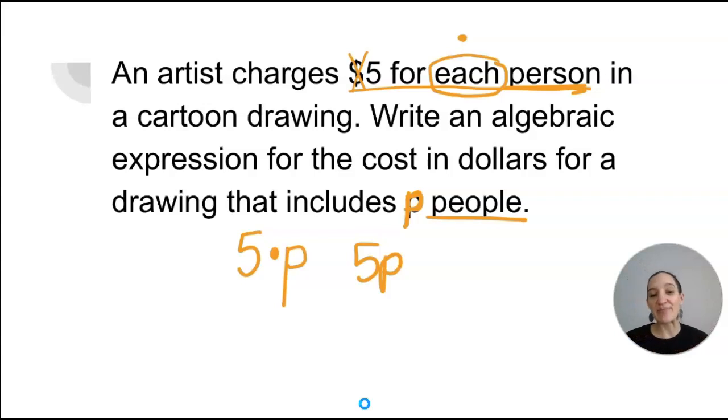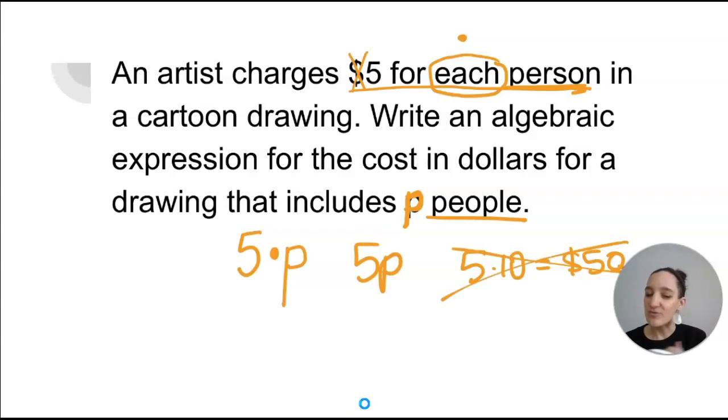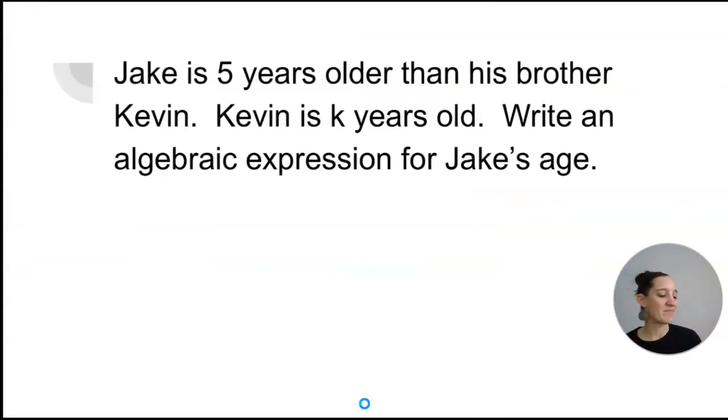So now if I know how many people the artist saw and helped, then I can know how much money he earned. So if he had 10 people, well, that's 5 times 10, he earned $50. Okay, we're actually going to be doing that in a lesson in the future. So today we're just writing the expression. Sorry, I promised that we wouldn't have any math, and then I did math. We're just writing the expression today.